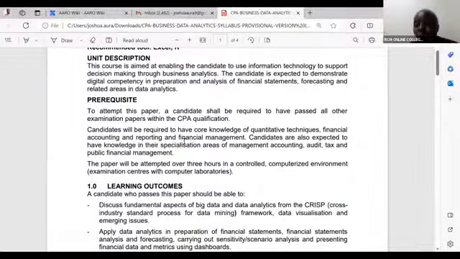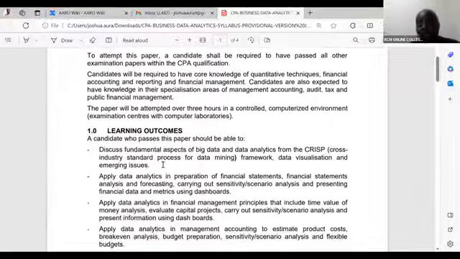Candidates will be required to have core knowledge of quantitative techniques, financial accounting and reporting, and financial management. Candidates are also expected to have knowledge in their specialization areas of management accounting, audit, taxation, and public financial management. The paper will be attempted over 3 hours in a controlled, computerized environment, in examination centers with computer laboratories, but of course they shall not give you computers. You shall be required to go to KASNEB examination centers with your own laptops.